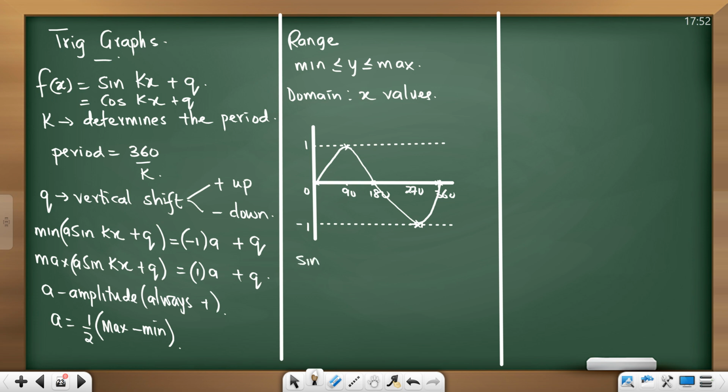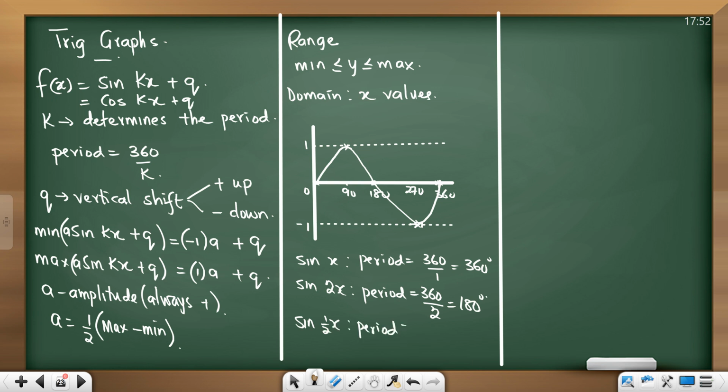I give you the graph of sine x. What is the period going to be? K is 1. It's 1x. What about if I give it 2x? What is our period going to be? Okay. Our K is what? 2. So sine half x, what is that period? All right, 360 divided by half. That will be equal to what? 720.